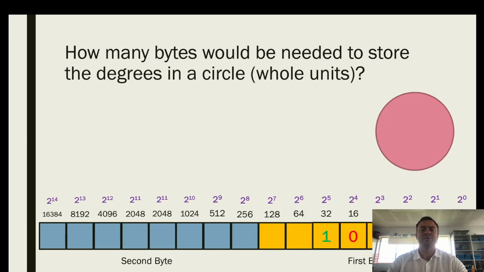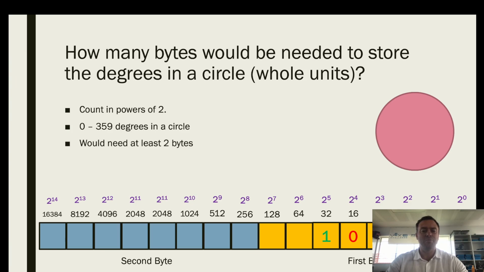So then how many bytes would you need to store how many degrees there are in a circle? Just pause the video. And hopefully you would work out, again, you still need the 2 bytes. So when counting the degrees in a circle, you still need to count in powers of 2, and you would go from 0 up to 359 degrees in the circle. So this would need at least 2 bytes. Even though you would only go up to this section here with 2 to the power of 8, you still need to include that extra byte.